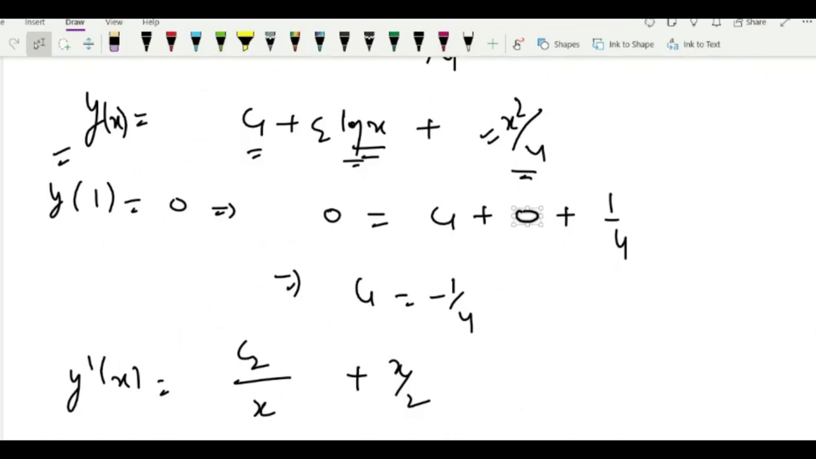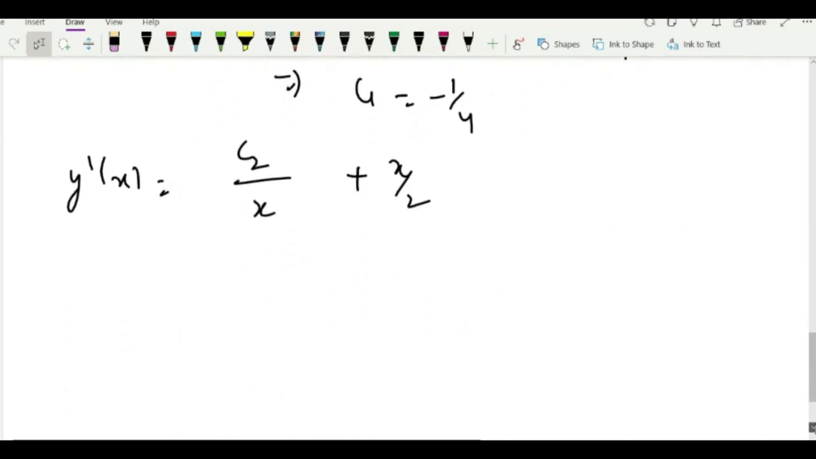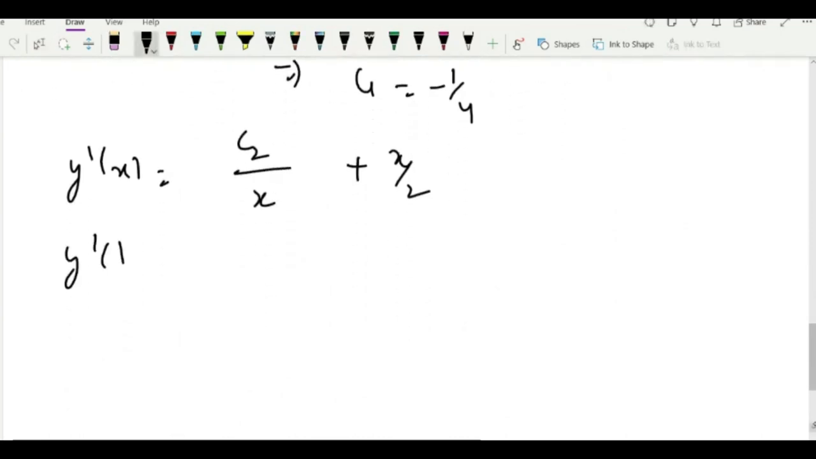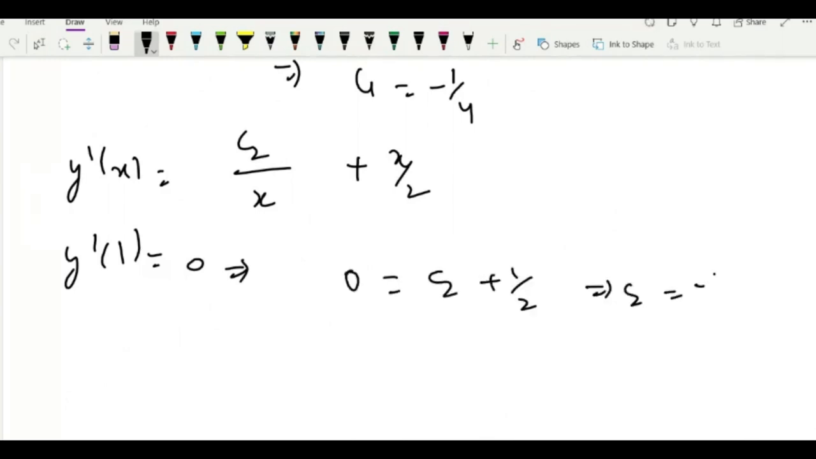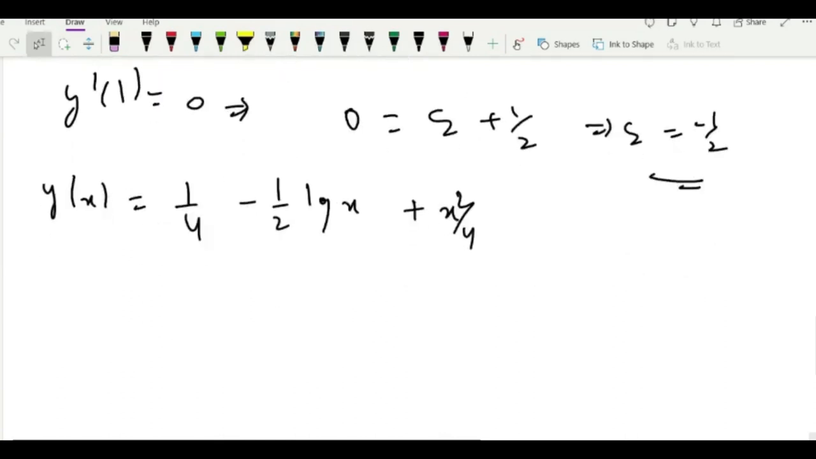Now we have the condition on the derivative as y dash 1 is equal to 0, which gives 0 is equal to c2 plus 1 upon 2, which gives c2 is equal to minus 1 by 2. So we have the values of c1 and c2. Substituting back, we get 1 by 4 minus 1 by 2 log x plus x square by 4. So this is our particular solution.